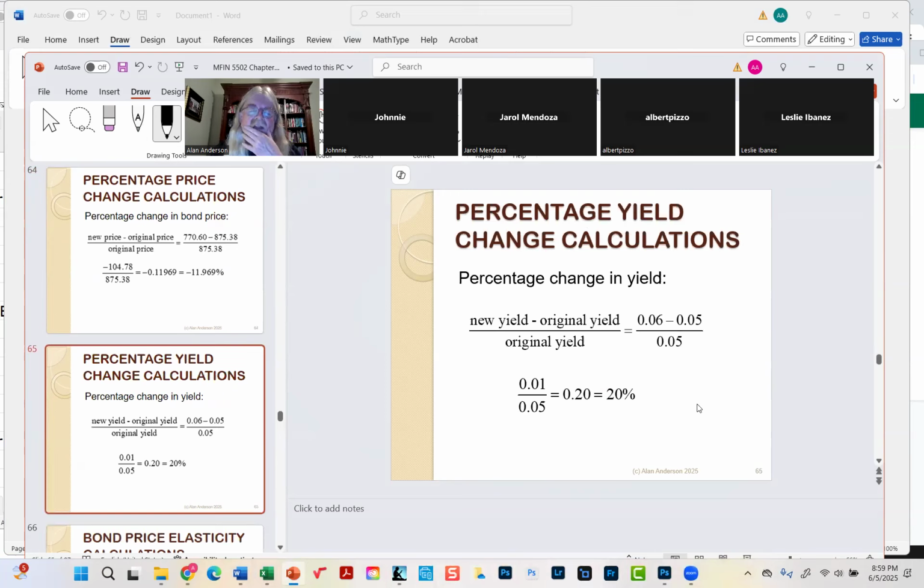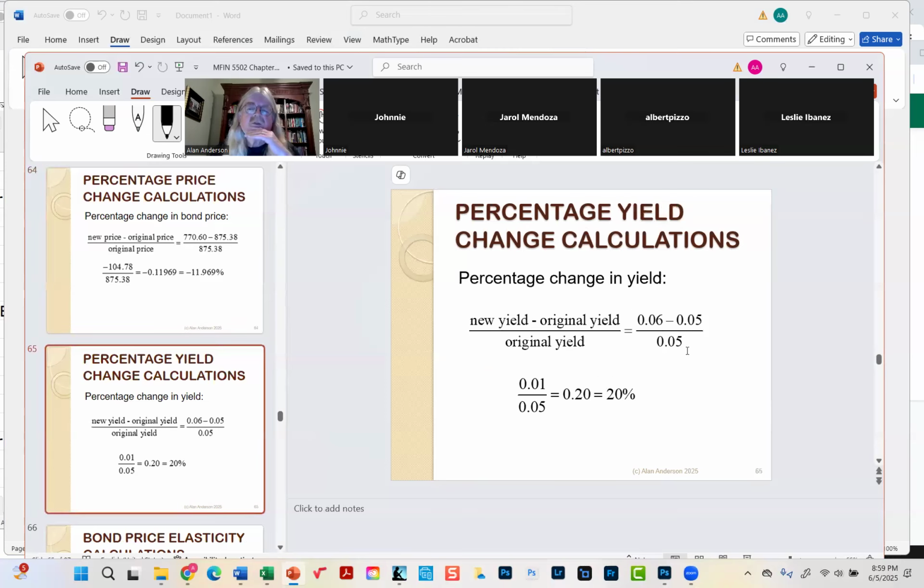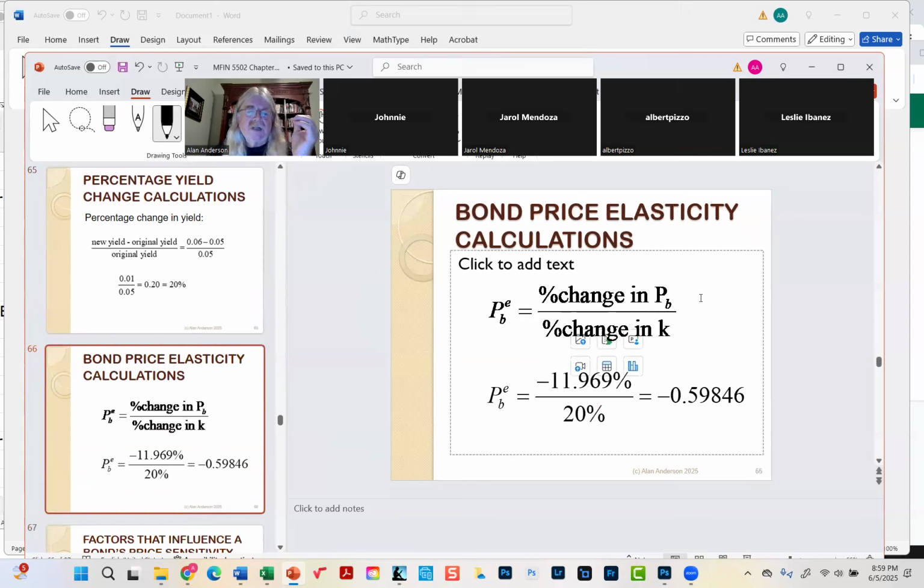The yield, on the other hand, is 20%. So in other words, the percentage change in the bond's price is a loss of 11.969%. The percentage change in the yield is 20%. It went up 20%. So the ratio of these two is what we're trying to get at. The percentage change in the price is negative 11.969. The gain in the yield is 20. That leaves me with an elasticity of negative 0.59846. Or you can think of it as for every 1% change in the yield, there's a 0.59846% change in the price.